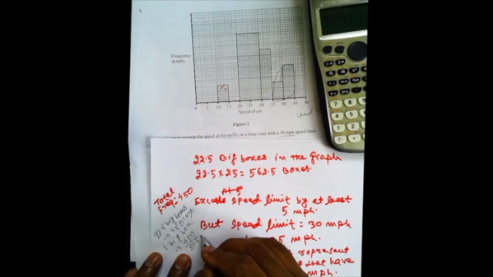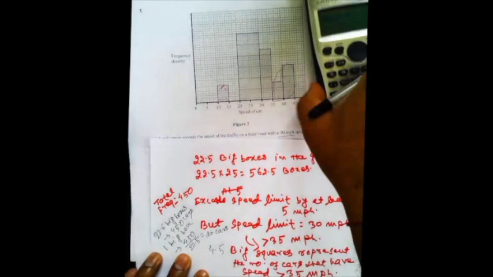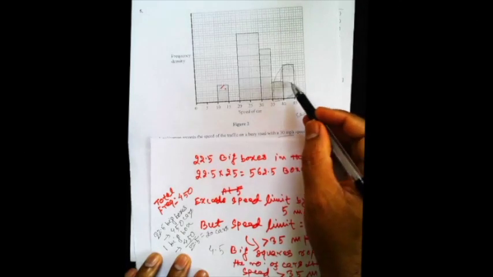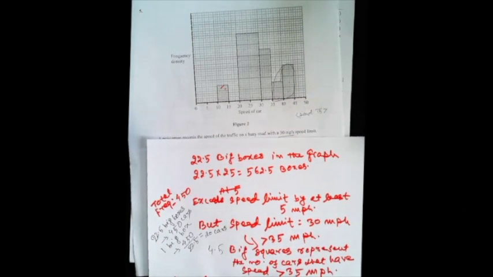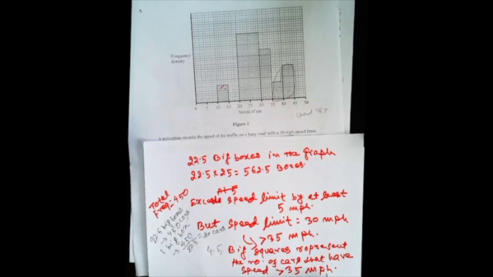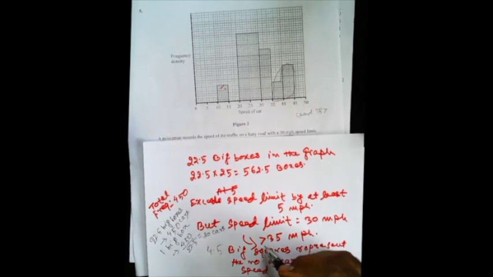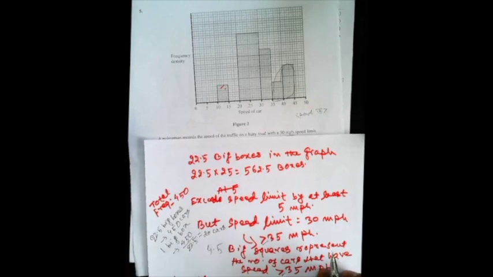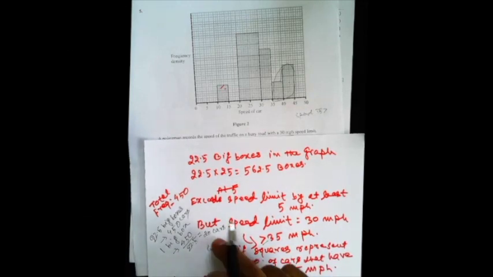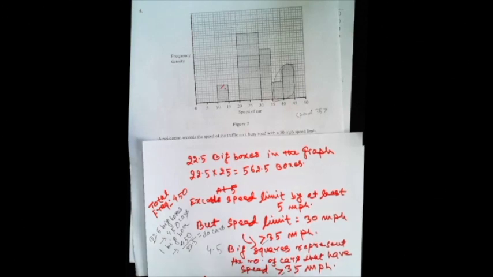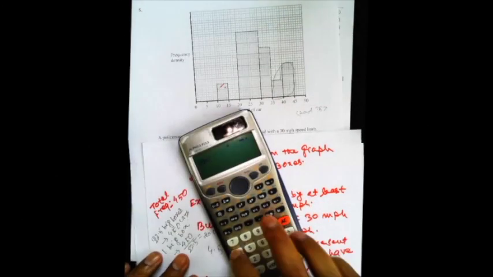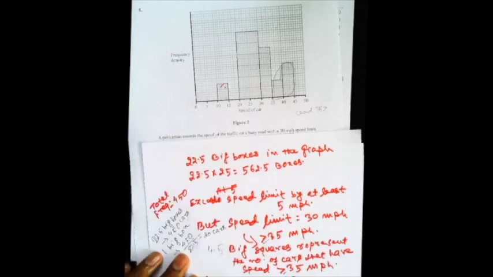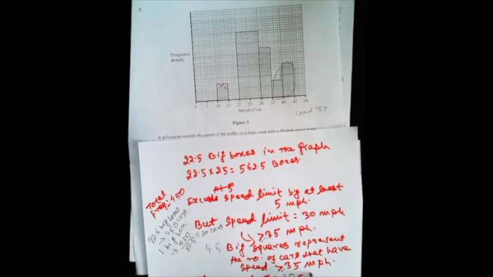So each big box represents how many cars? 20 cars. But how many boxes are here? 1, 2, 3, 4 and a half, that is 4.5 boxes. So the number of cars which have exceeded the speed limit, at least 35 miles per hour, you have to write greater than or equal to, so the total number of boxes is 4.5, and each box has 20 cars. You multiply that by 20, and 20 times 4.5 is 90. So the number of cars in this case is 90.